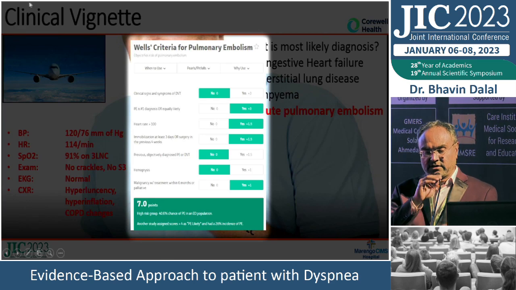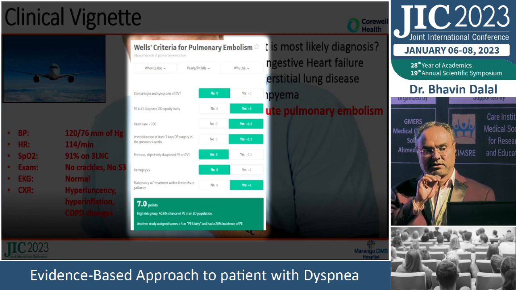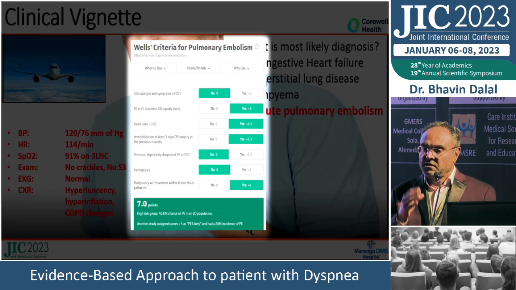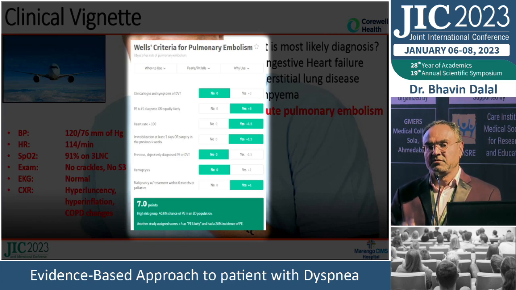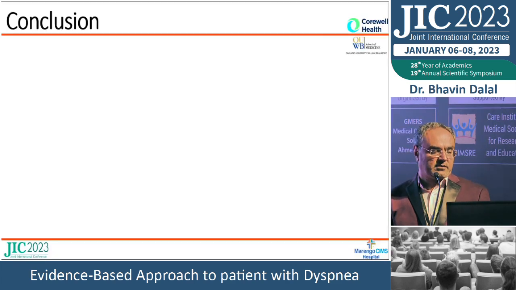I'm not sure what the practice is here, but in the United States, when anybody comes with shortness of breath or chest pain, probably more than 50 or 60% of the people go through the scanner. They will do a CT scan just to rule out PE, and 80% of those CT scans will be negative. So this is one of the important take-home messages: every time you think of a PE for acute shortness of breath, please try to calculate the Wells score. Yes, of course, he had the PE.